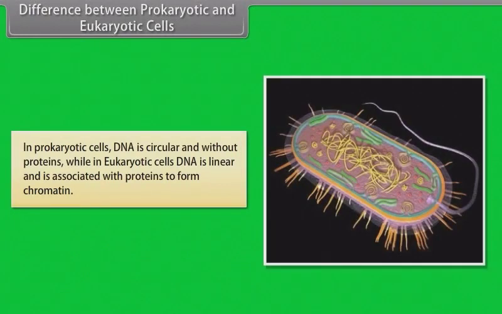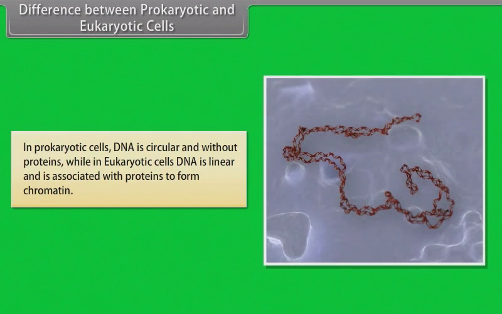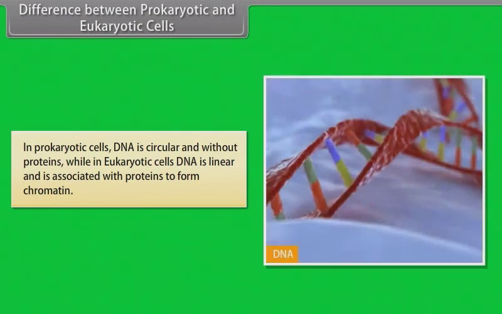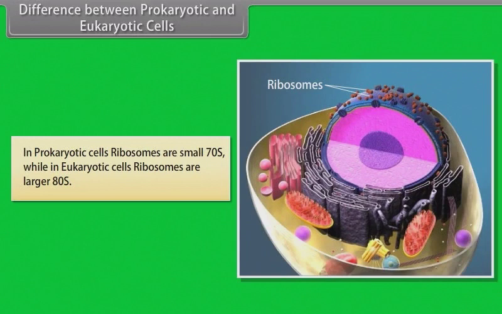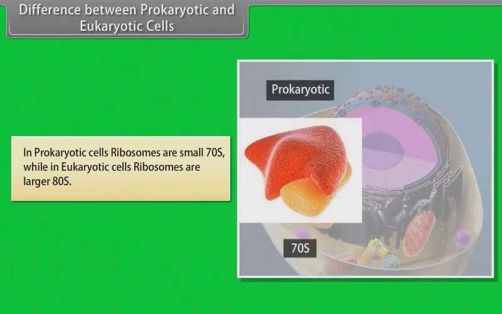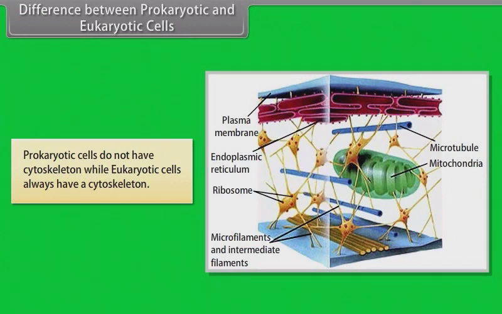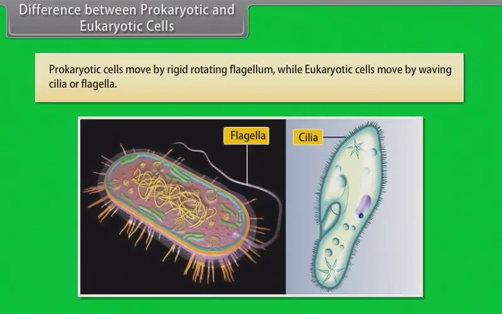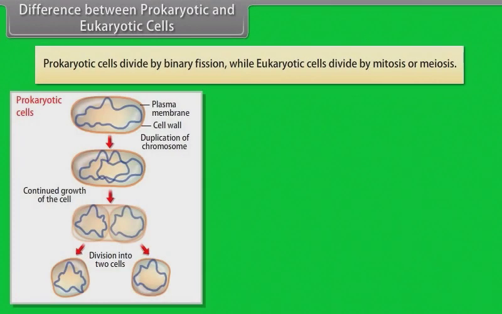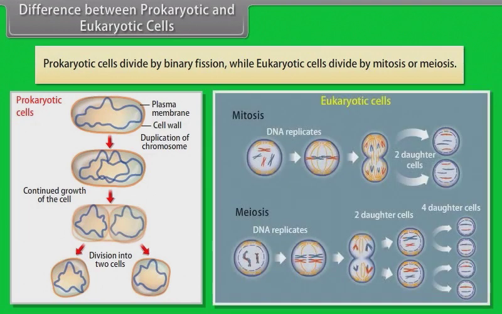In prokaryotic cells, DNA is circular and without proteins, while in eukaryotic cells, DNA is linear and is associated with proteins to form chromatin. In prokaryotic cells, ribosomes are small, 70S, while in eukaryotic cells, ribosomes are larger, 80S. Prokaryotic cells do not have a cytoskeleton, while eukaryotic cells always have a cytoskeleton. Prokaryotic cells move by a rigid rotating flagellum, while eukaryotic cells move by waving cilia or flagella. Prokaryotic cells divide by binary fission, while eukaryotic cells divide by mitosis or meiosis.